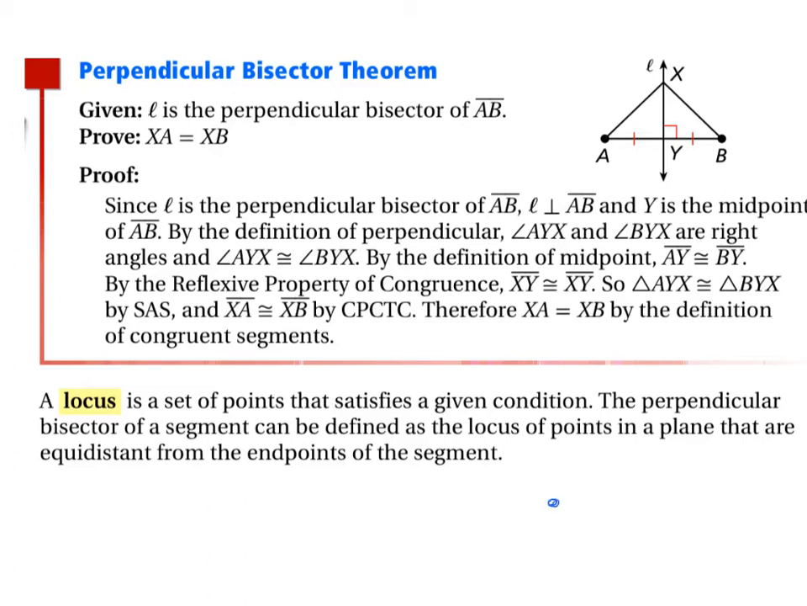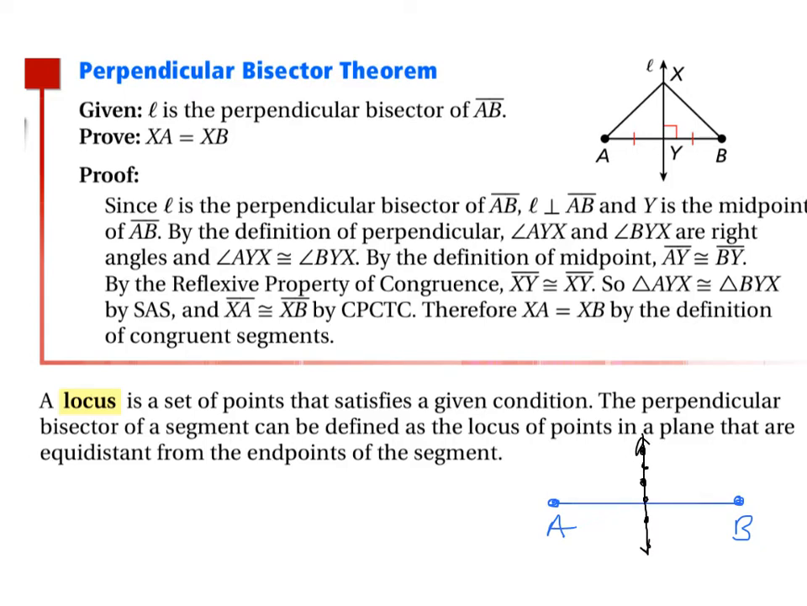If you had this segment AB, and I have a set of points, and let's say this point, this point, this point, this point, this point, and so on, all of these are equidistant from the endpoints. So this distance is the same as this distance. This distance is the same as this distance, and so on. If we actually made all of these points connect, we have just created the perpendicular bisector.